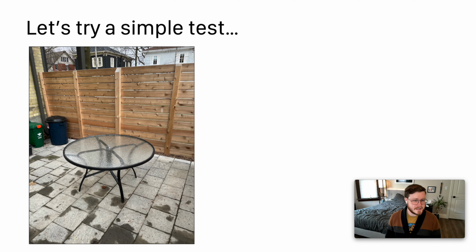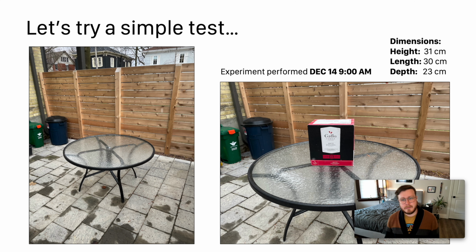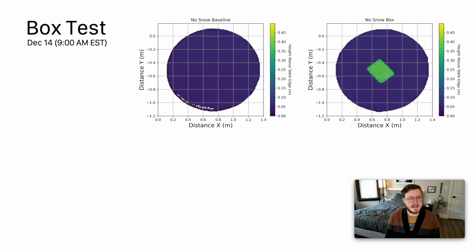So doing this simple test, as you saw in the video on the left for my patio, what I first wanted to do to get an idea of how accurate this LiDAR was was just do a test with a simple box. So I measured the box dimensions. I found it was 31 by 30 by 23. I set it on the table after I took my baseline measurement, and I performed another recording using the LiDAR. And I'm showing the results of that test here.